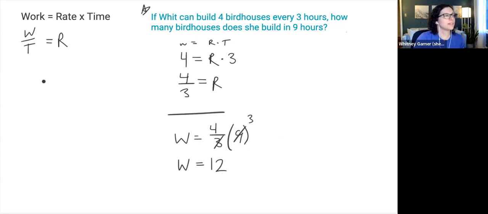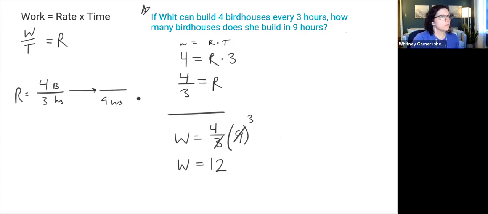Also, we can look at it this way: if we know the rate is four birdhouses every 3 hours, and I am trying to figure out what she can accomplish in 9 hours, it is the same proportion. So 3 to 9, which means 4 goes up to 12. Both of those are perfectly acceptable ways of solving.